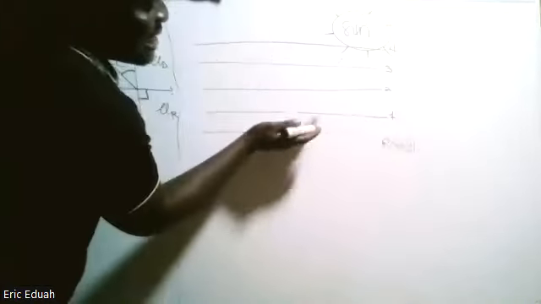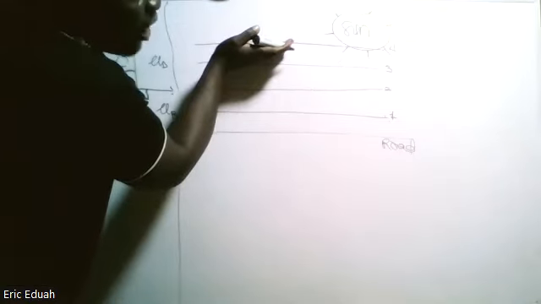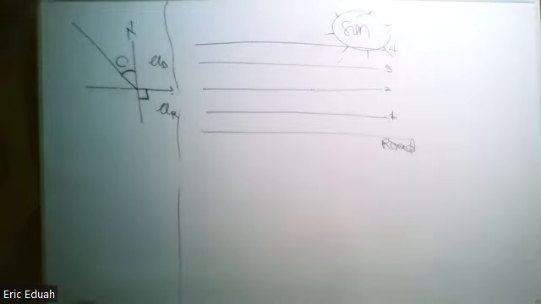Because the first one is so close to the road surface, it gets heated more than this one, than two. Then the air layer three is also less hot compared to two. The fourth one is also less hot compared to three. Do you follow what I'm trying to put across? I hope you follow.